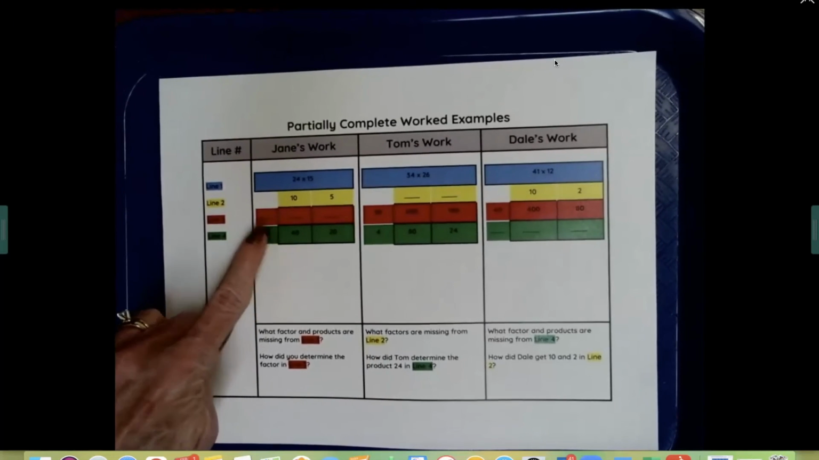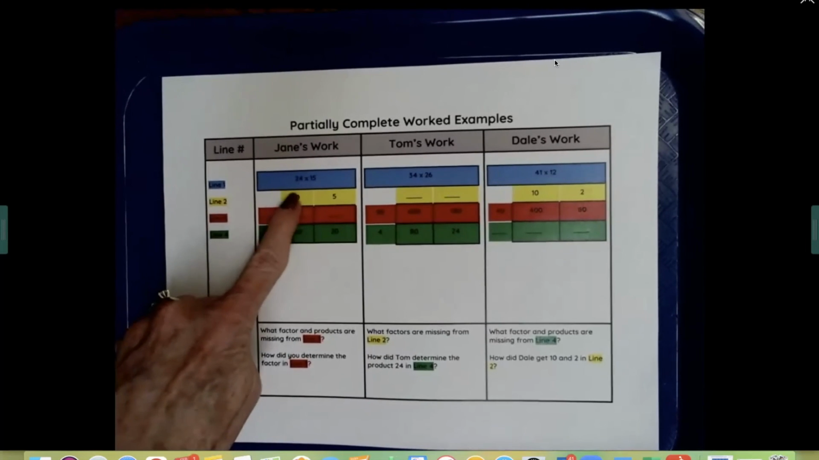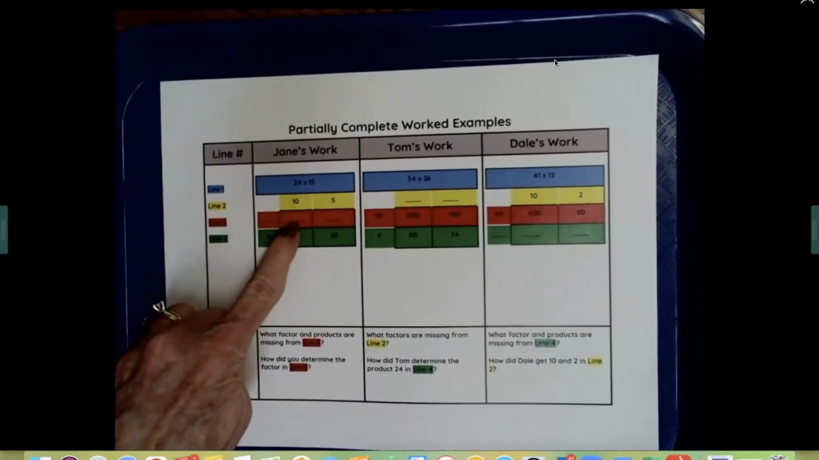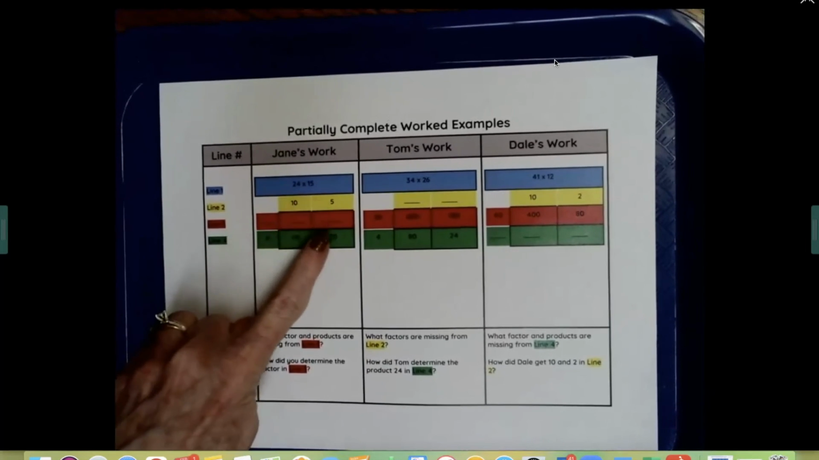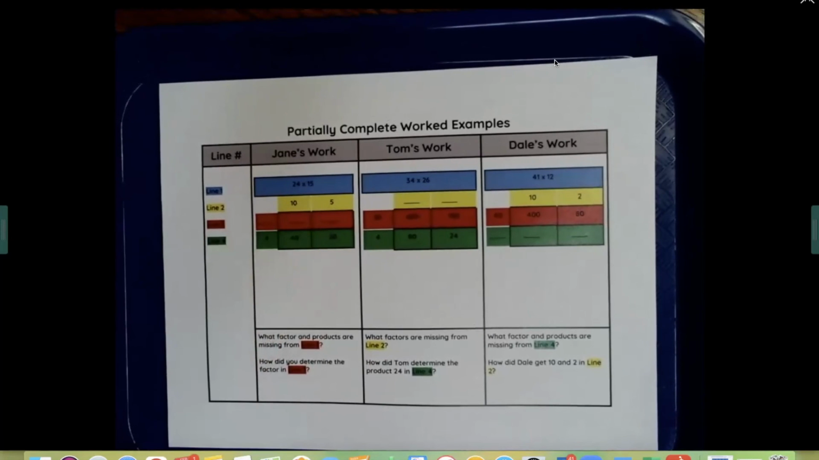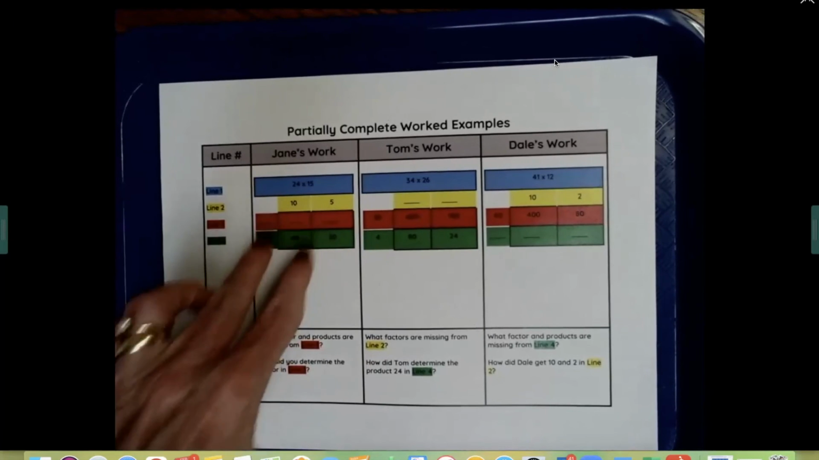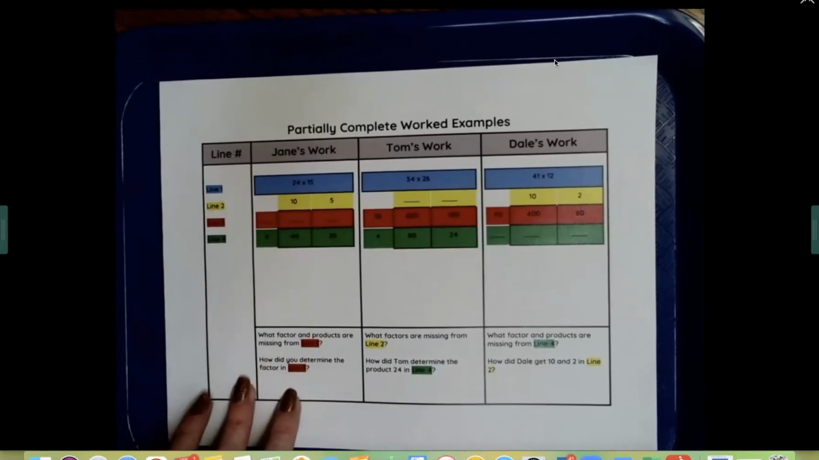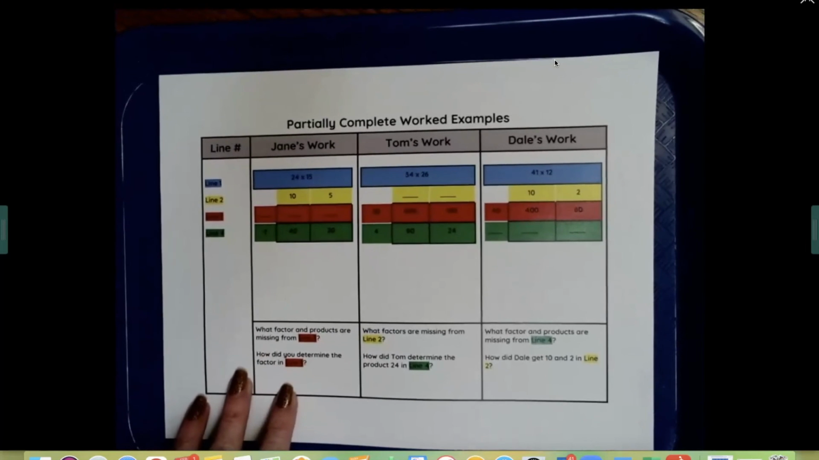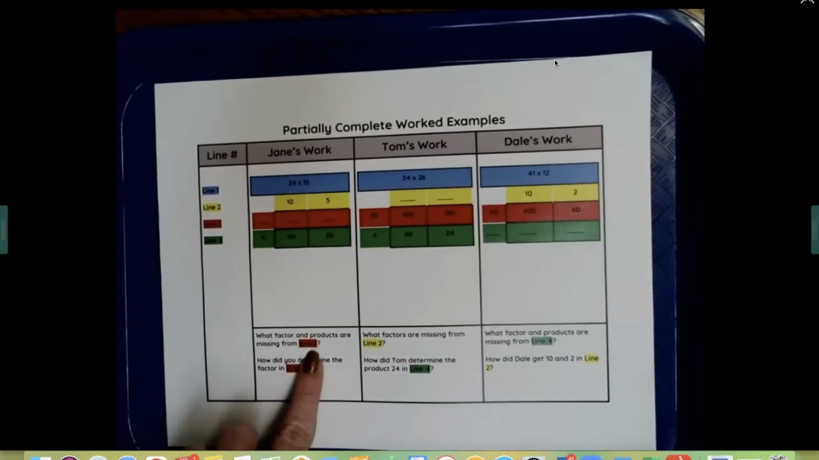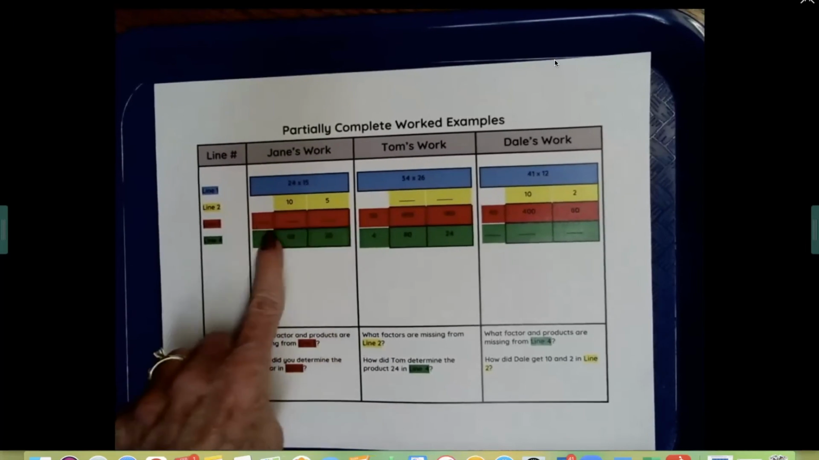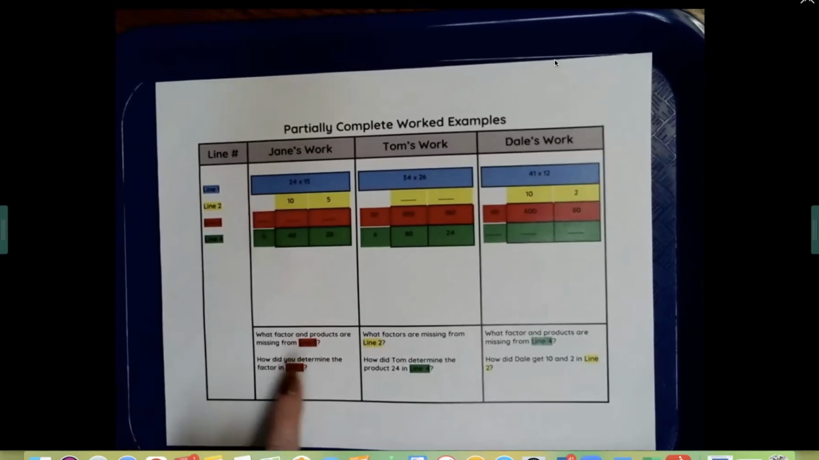And then, of course, you would fill in the work. 20 and 20 times 10 would be 200. And then 20 times 5 would be 100. And then you could think about what the question in here is: what factor and products are missing from line 3? So that's all I would need to know, is for them to be able to do the work to answer this question.